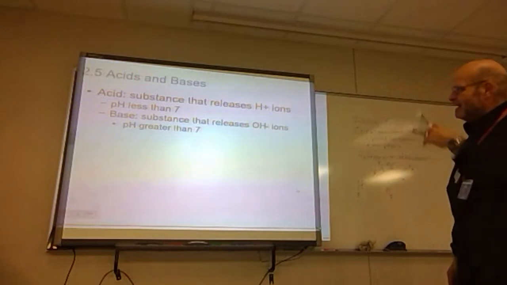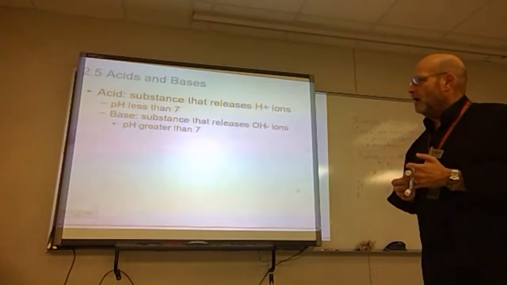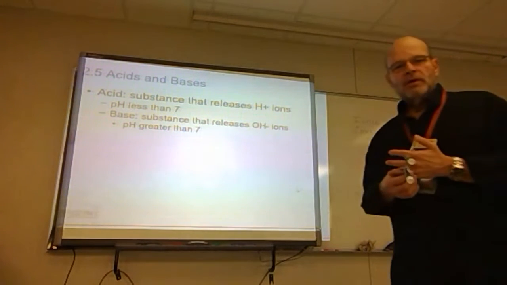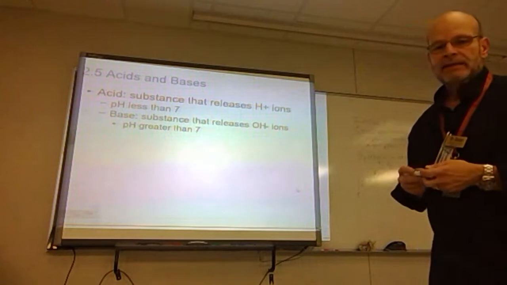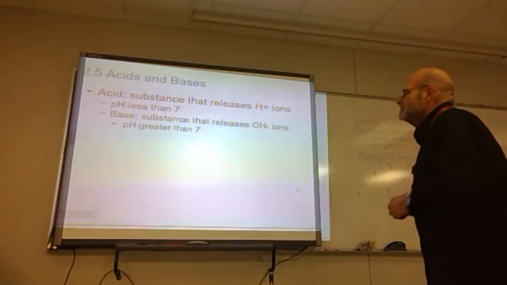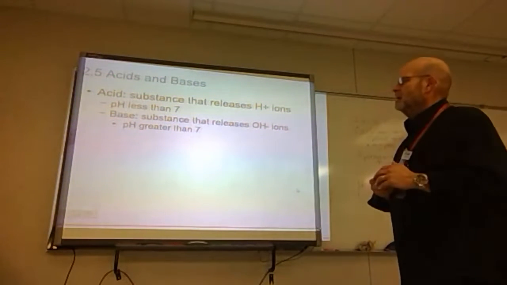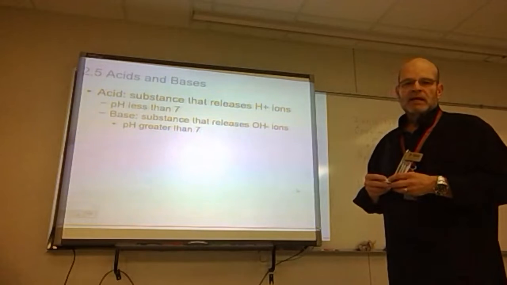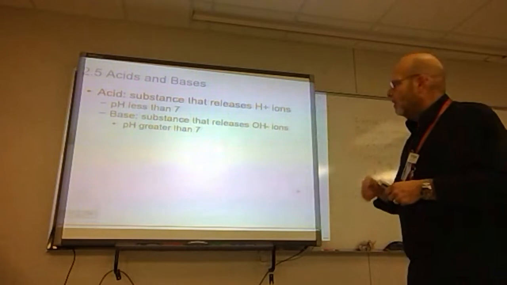An acid is a substance that releases hydrogen ions. It has a pH of less than 7. A base, another word you can hear for base is an alkali or alkaline substance. These are substances that release OH ions and have a pH of greater than 7. So things lower than 7 are acids, things above 7 are bases.